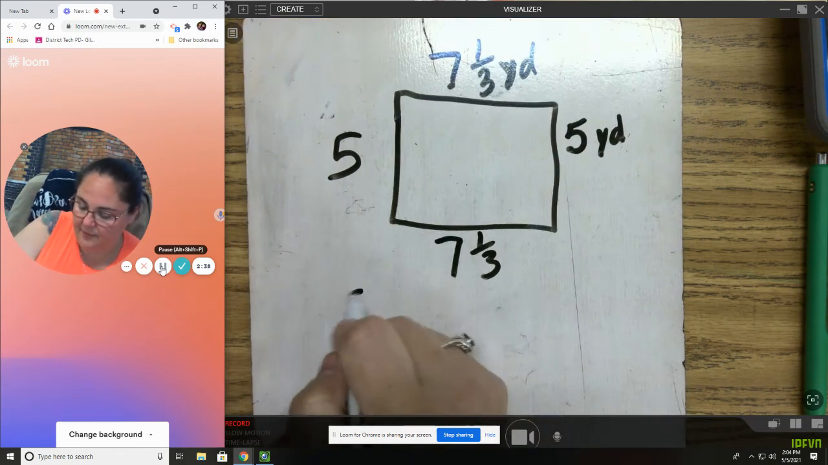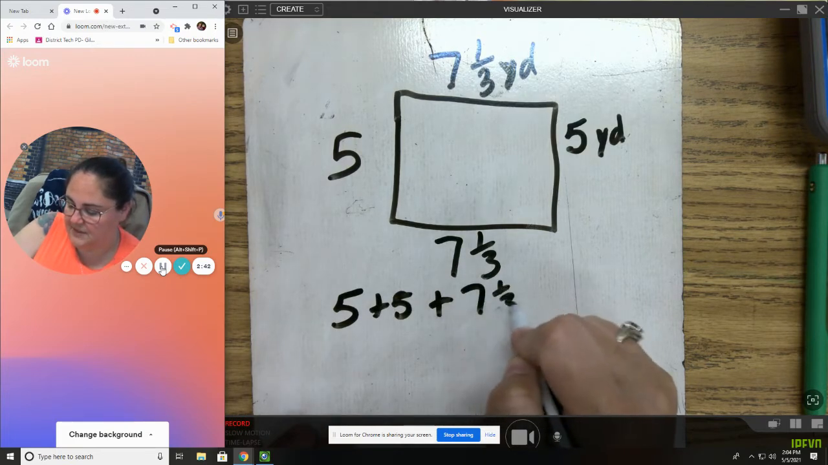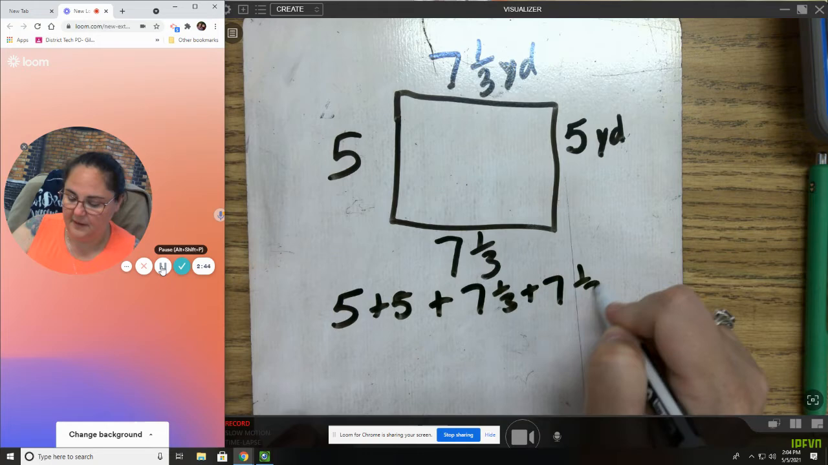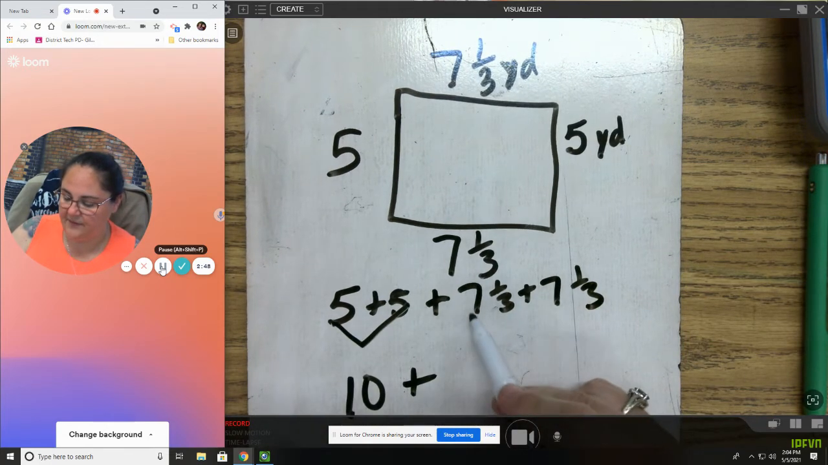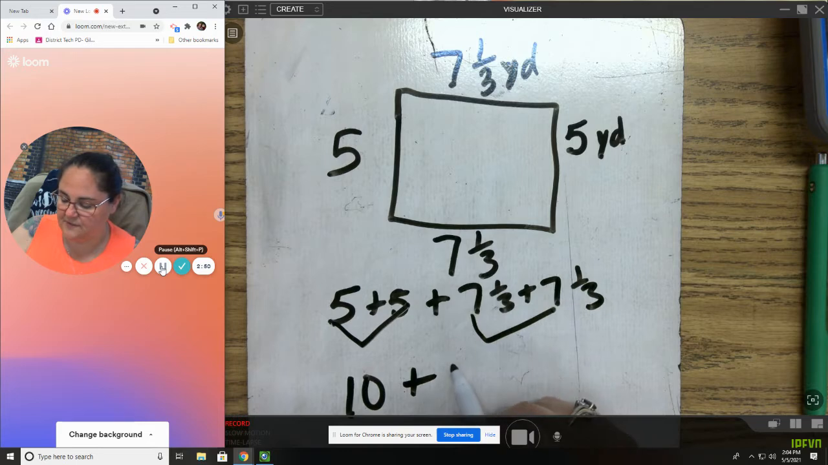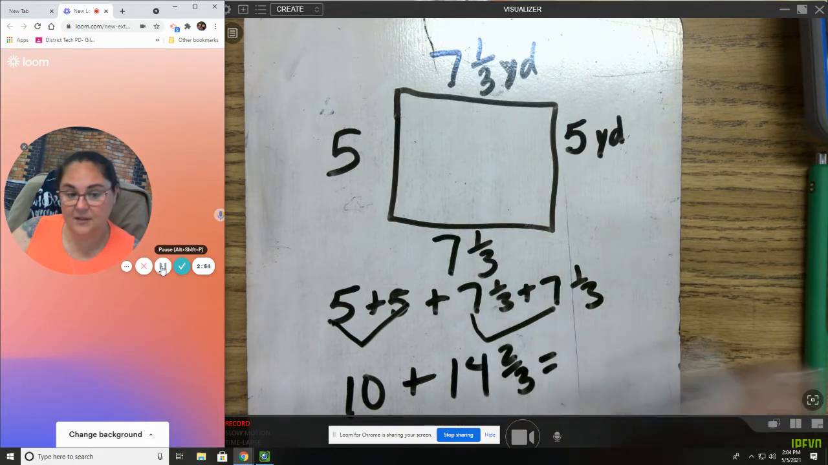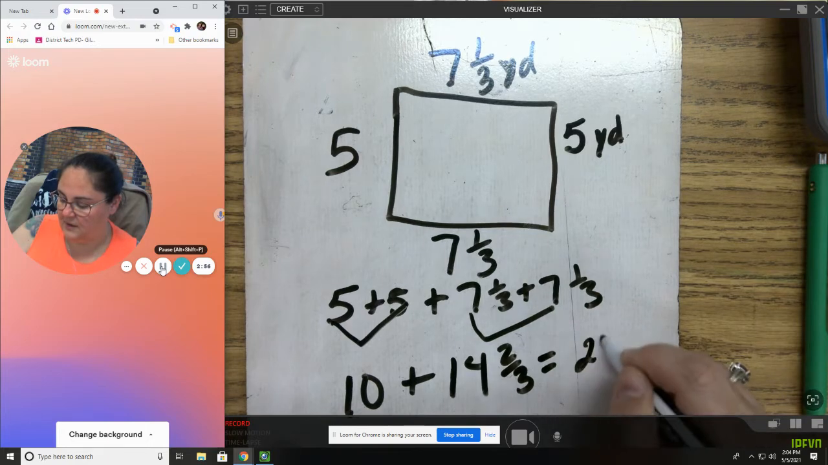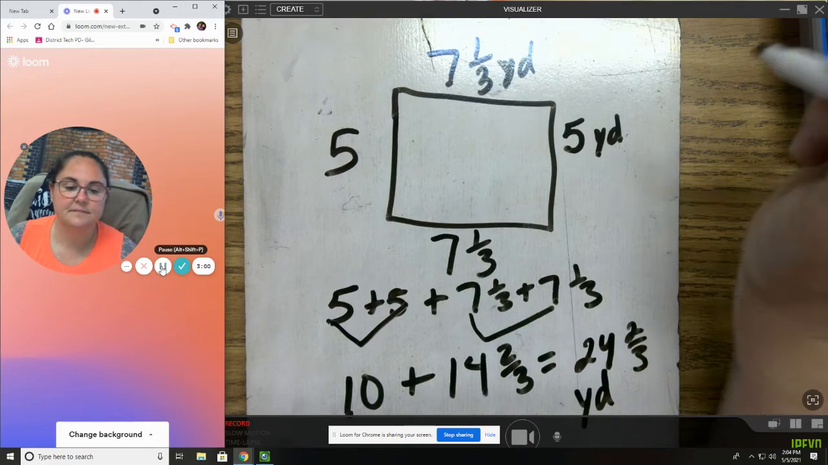So 5 plus 5 plus 7 1/3 plus 7 1/3. Okay, so I know 5 plus 5 is 10. 7 1/3 plus 7 1/3 is 14 2/3. Add those together, we have 24 2/3 yards. Great.